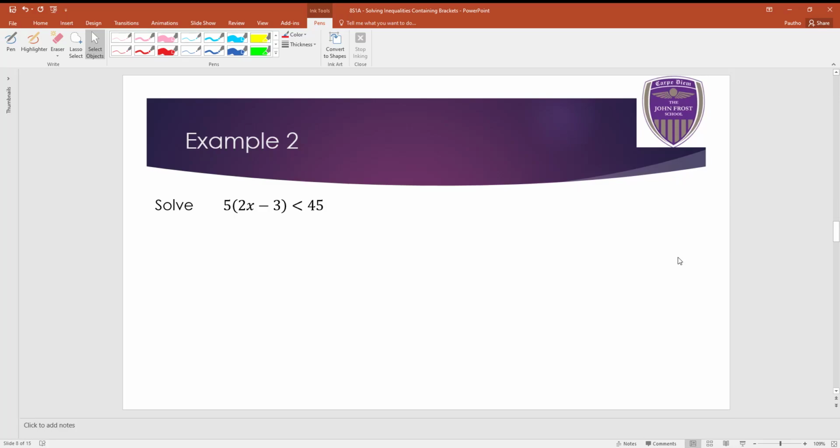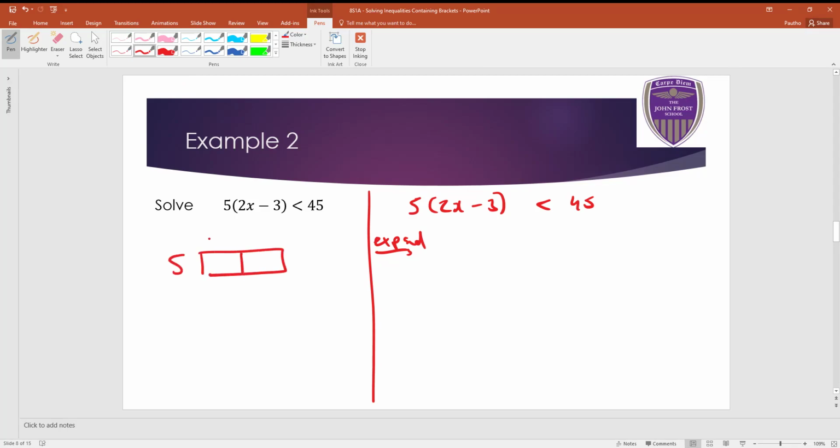Okay, example 2 is here. Same method. Pause the video, have a go, come back when you're ready. Okay, welcome back. So I'm hoping the first thing we did is to expand the brackets. I'll do it on the side of the page here. So 5 times 2x minus 3. 5 times 2x is 10x. And 5 times minus 3 is minus 15. So I get 10x minus 15 is less than 45.